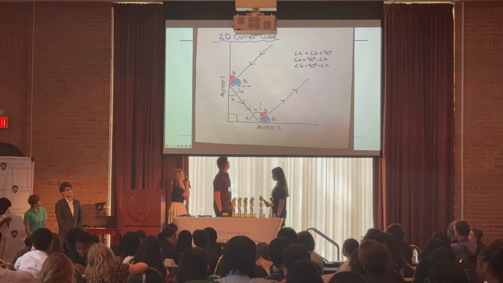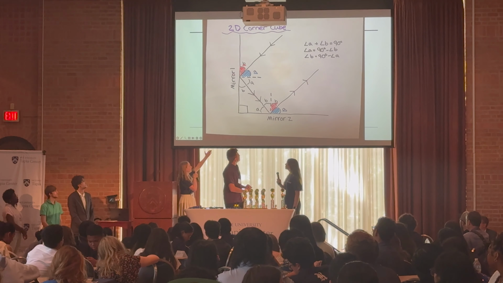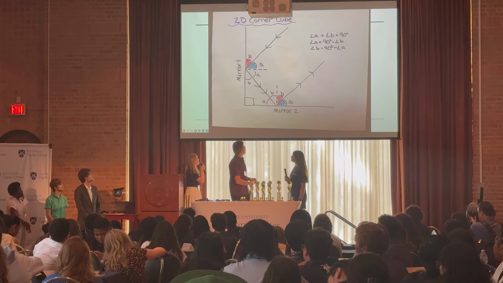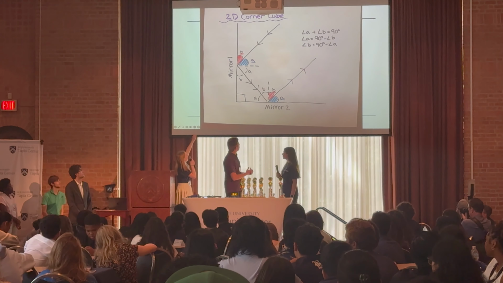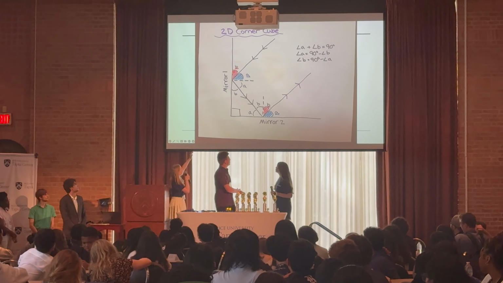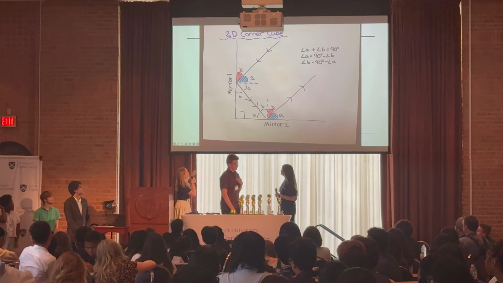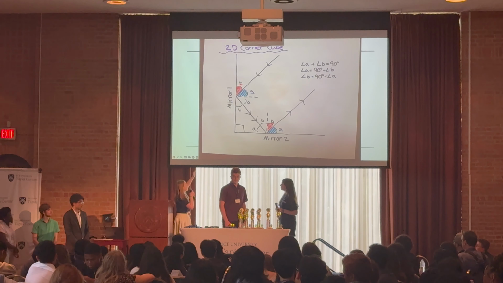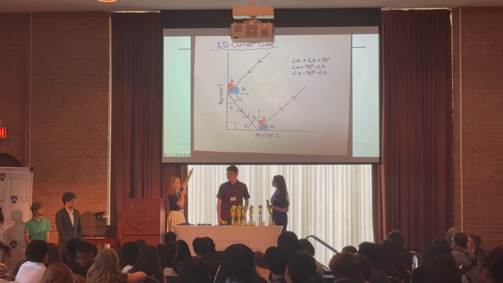So, as we know, perpendiculars form a 90-degree angle, which means that angle A plus angle B equals 90 degrees. And therefore, angle A equals 90 degrees minus angle B, and angle B equals 90 degrees minus angle A. Now, this is important because, as you can see, the angle B highlighted in red and the angle A highlighted in blue show that the incoming light ray and the outgoing light ray are positioned at the same angle, which means that both incoming and outgoing light rays are parallel.